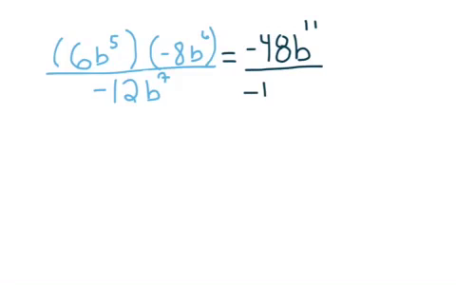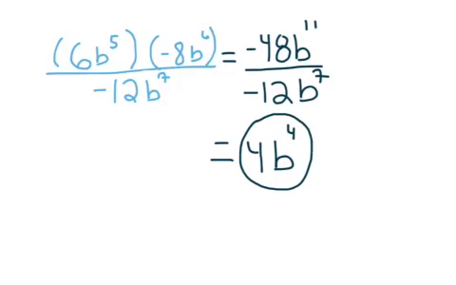Then I'm going to rewrite what is in my denominator. So I already did step 1, which was multiply. Now the only thing left I have to do is divide. So negative 48 divided by negative 12 is a positive 4. Remember, my base is B, and when we're dividing with the same base, we subtract our exponents. 11 minus 7 is 4. So 4b to the 4th is your final answer.